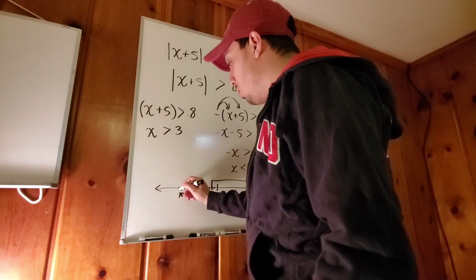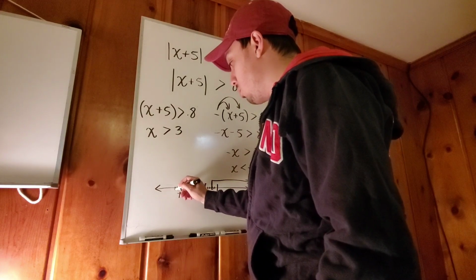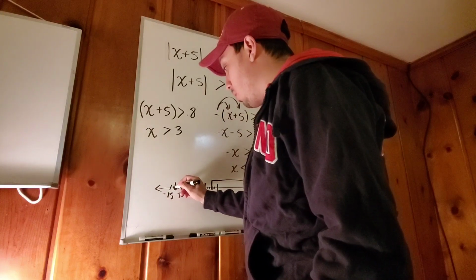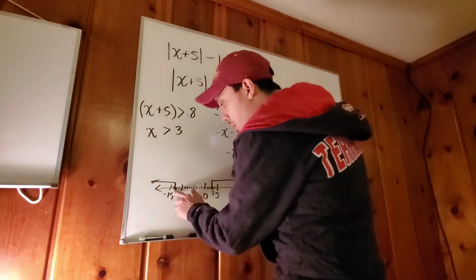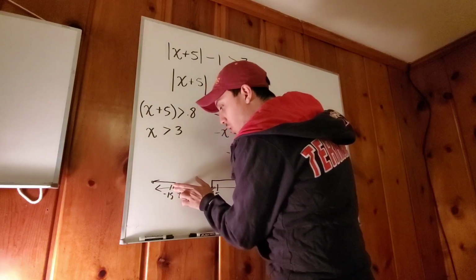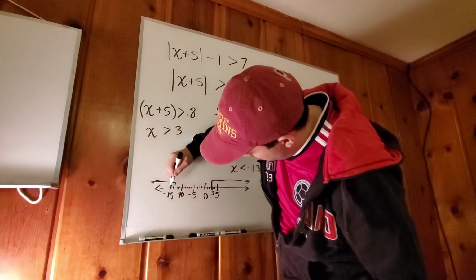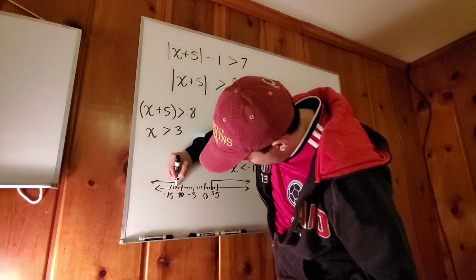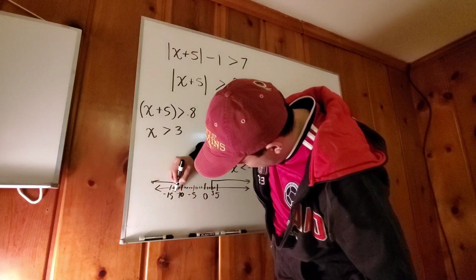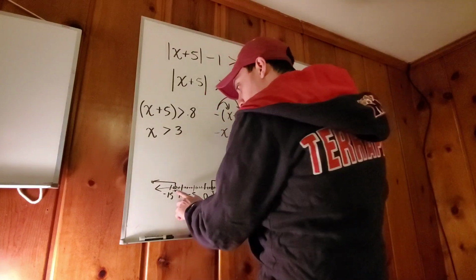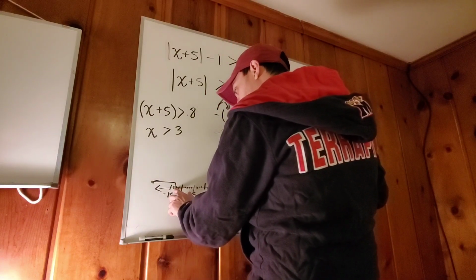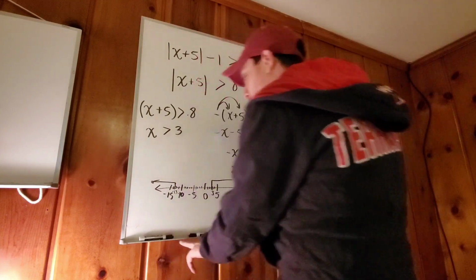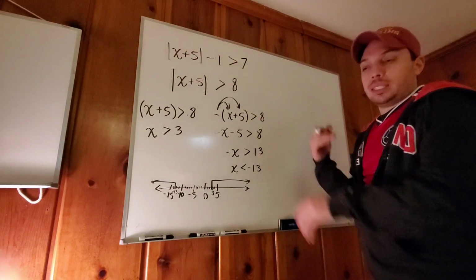And then 1, 2, 3, 4, 5, negative 15. And so 13 is going to be right here. Open circle is going to go that way. By the way, I'm going to make sure that you understand this open circle, so that you guys don't get confused. Open circle, negative 13. So negative 13, and that's example 2.